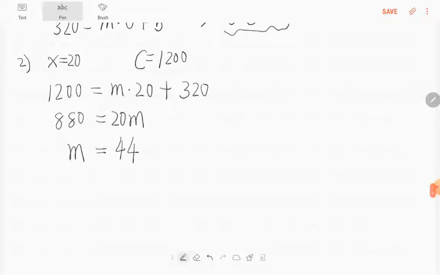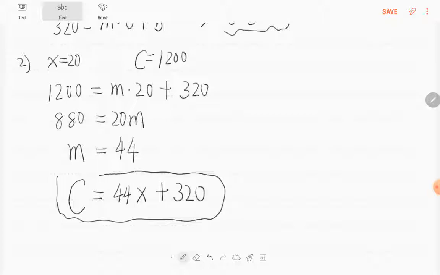So the cost and output relation is given by this linear equation: C, the cost, equals 44 times the output X plus 320. So this is your answer.